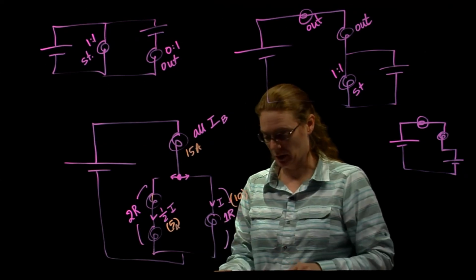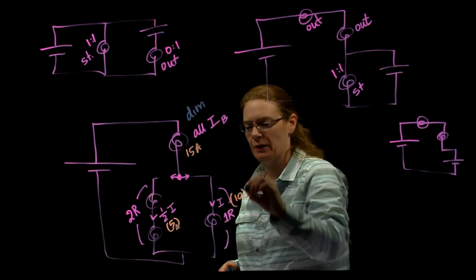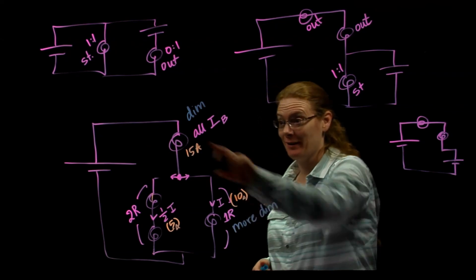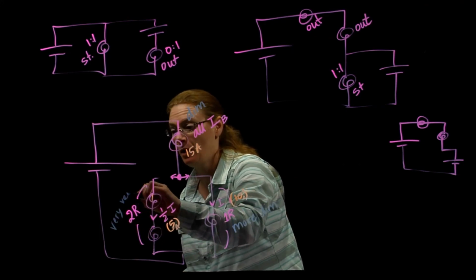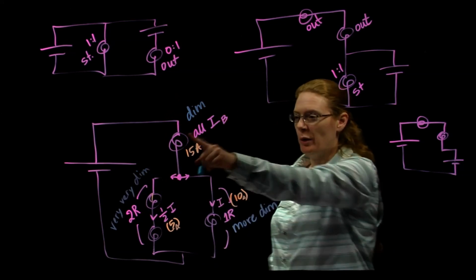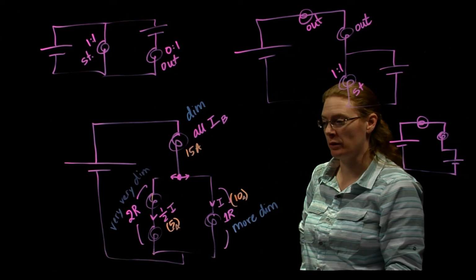Let me get a different color here. I might call this one dim. This is more dim, because it's going to be dimmer than that, and these two both are very dim. They're very, very dim. They're barely lit at all. And so in this case, brightest, next brightest, equally bright, and the lowest brightness.